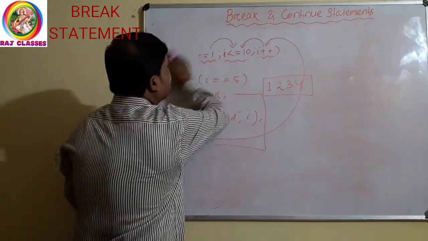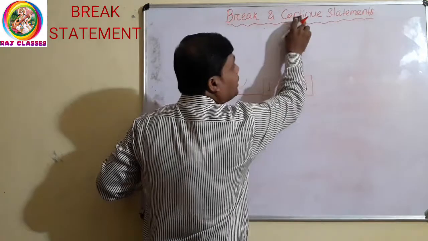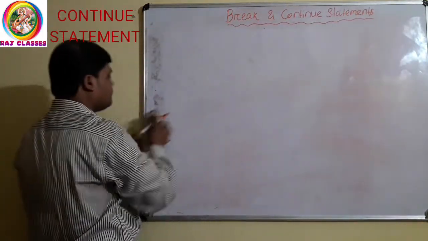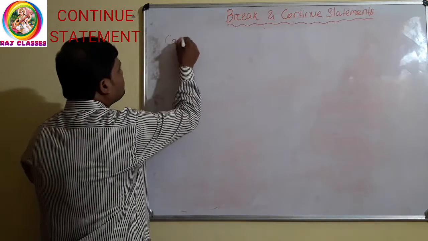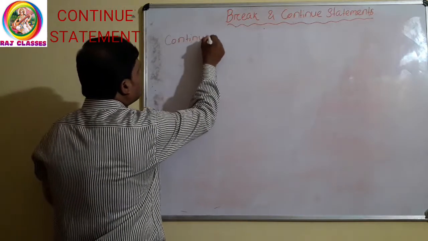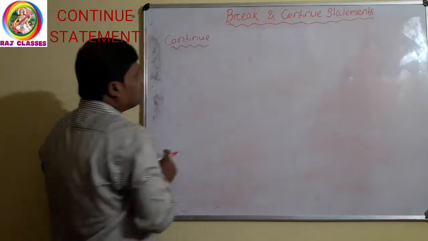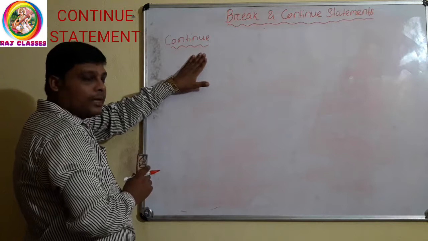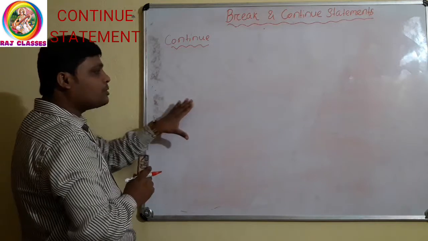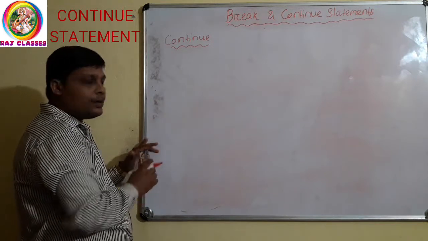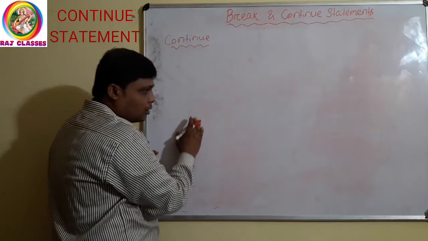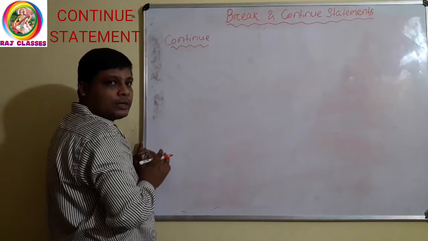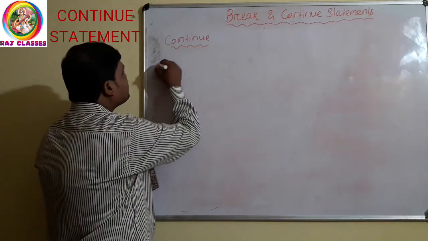Now see, we'll discuss the continue statement. Just see, continue statement. When this continue statement will execute in a loop, it will skip some statements. Clear? And the control will transfer to the starting of the loop. Clear? Just see the syntax.